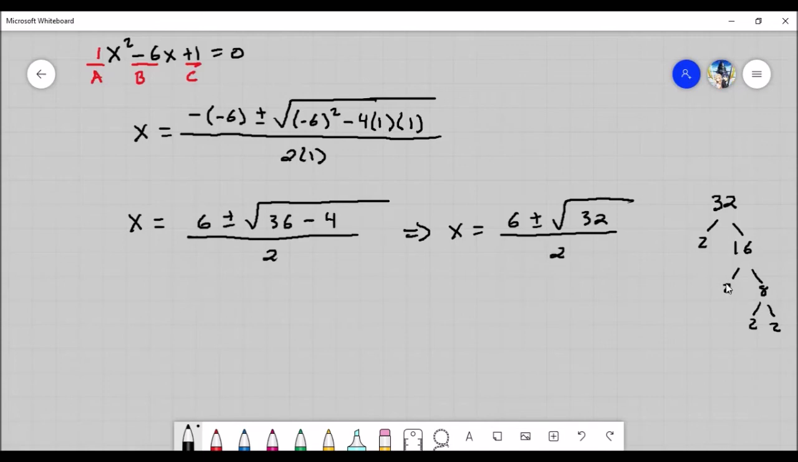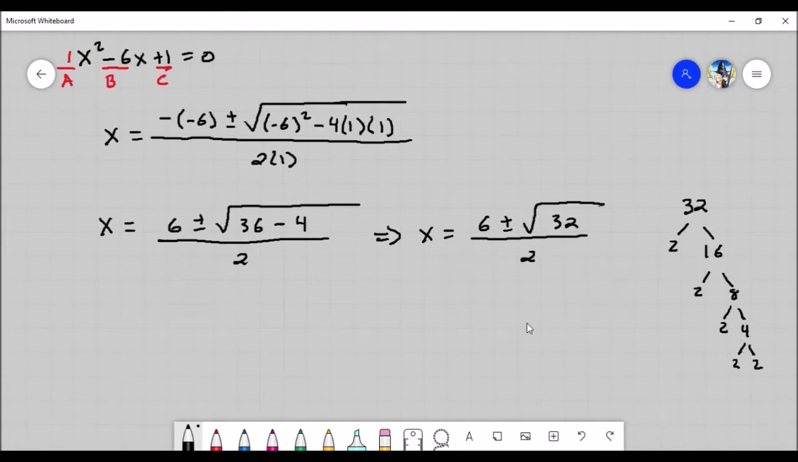So that's 2 times 2 times 2 times 2 times another 2, because 2 times 2 does not give me 8, it gives me 4. So complete factorization of 32 is 2 times 2 times 2 times 2 times 2. 1, 2, 3, 4, 5 2's. That's better. All right, so now what I'm looking for are numbers in groups of 2's.